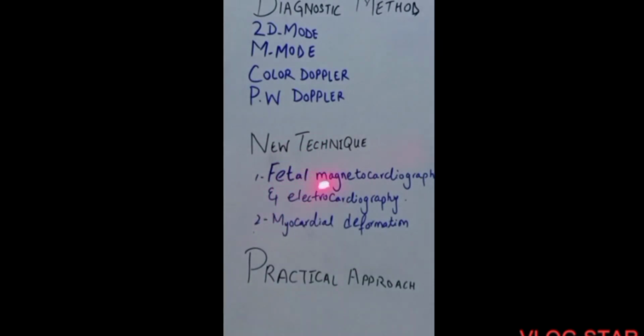Now, the next one is the new technique. Here we have fetal magnetocardiography and electrocardiography, which help to measure the interval between the P and T waves. And there is also myocardial deformation imaging, which is still evolving, not yet available in our country. Now, let's move to the practical approach.